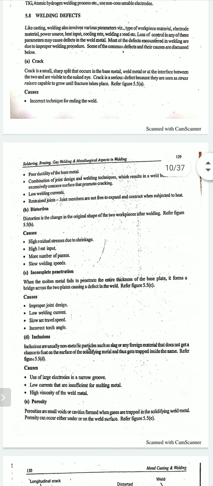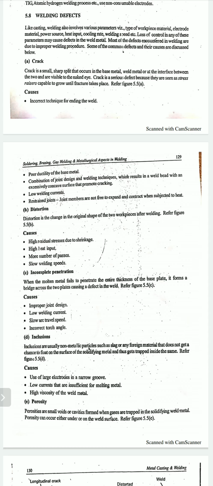Now the next one is distortion. What is distortion? After doing the welding, residual stresses come out. Because of those residual stresses, the shape and the size of the workpiece which is joined is changed. That is called distortion.